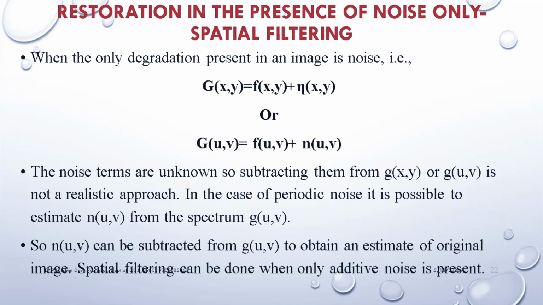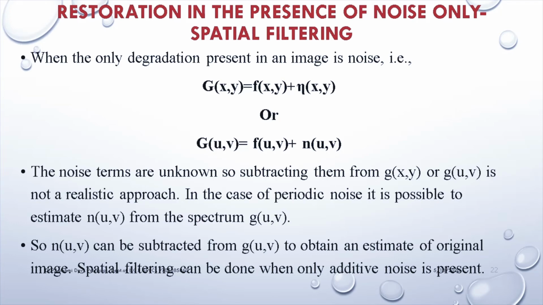When the only degradation present in an image is noise, without any other degradation cause, how do you define the degradation model equation of an image? g of xy, this is also small g please, g of xy is equal to f of xy plus eta of xy. Here h of xy, the degradation factor, is missing because we are not considering any degradation mechanism. It's only affected by noise, so this is the formula.